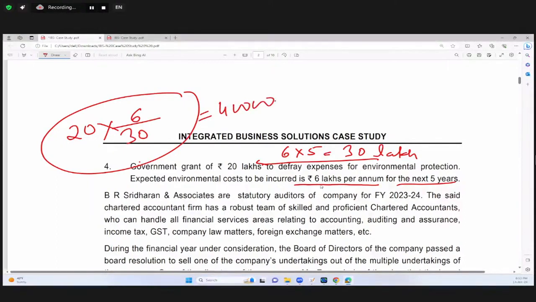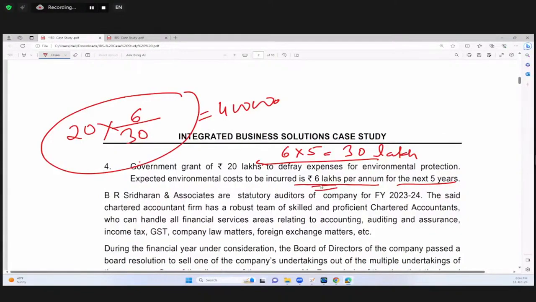So this will be charged every year, recognized every year to your statement of profit and loss. Now there are two presentation ways. Like we were seeing in the second grant, there are two ways of accounting. Here there are two ways of presentation for such kind of grant. One is that you charge 4 lakh as income and 6 lakhs as your expense, which you are going to incur every year.